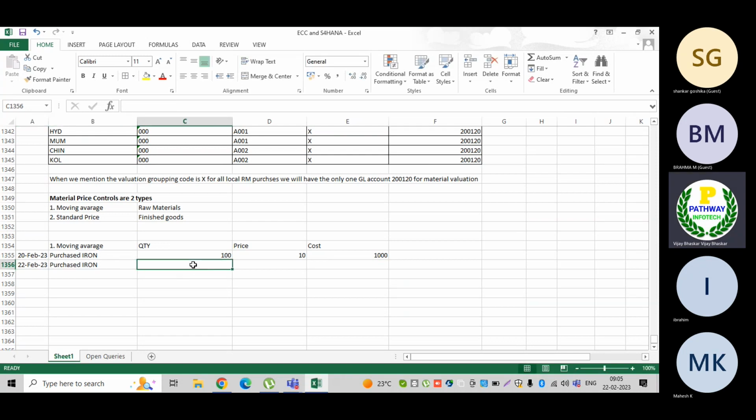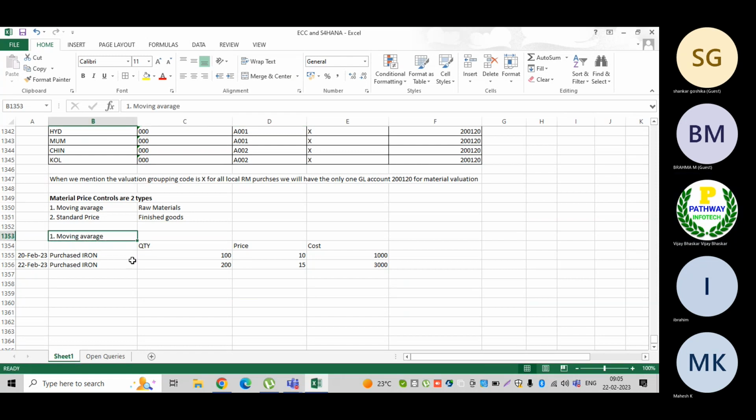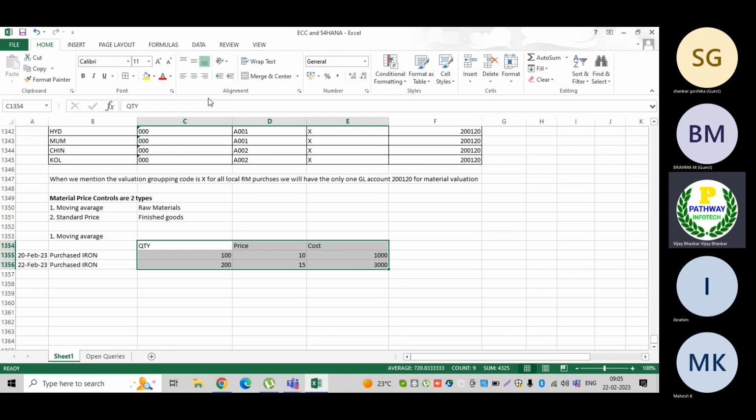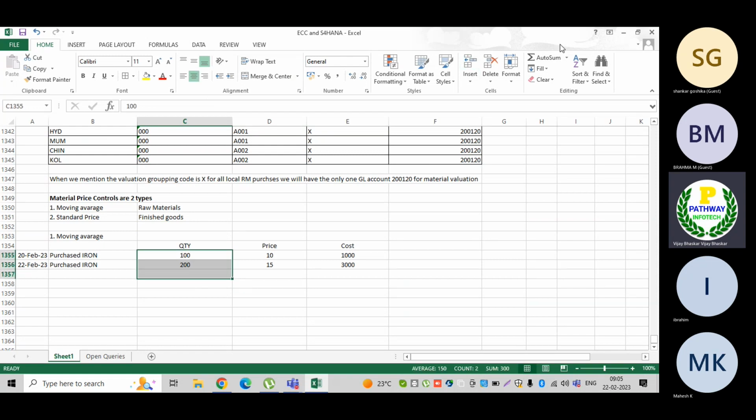Then the same way, let us assume on 22nd of February 23, the same material we have purchased. Let us assume quantity is 200, and the price would be 15 rupees. Then what will happen? 3000 rupees. Now if somebody asks you what is the average price of this, how can we calculate it? The total quantity which we have is 300.